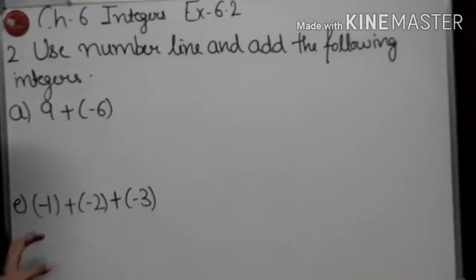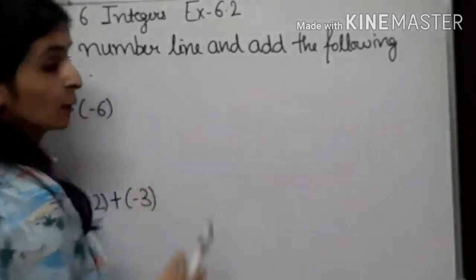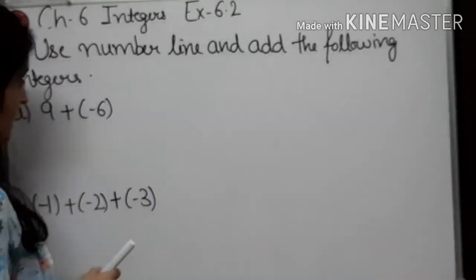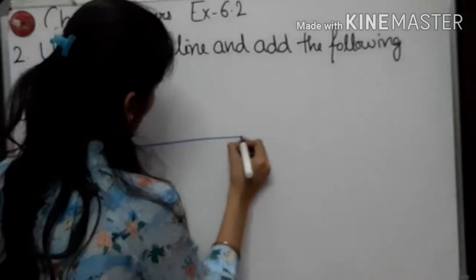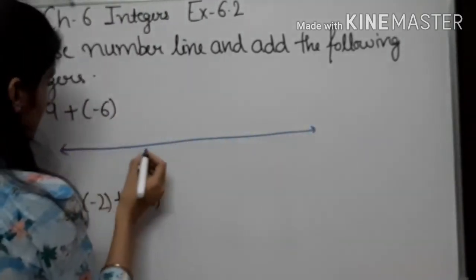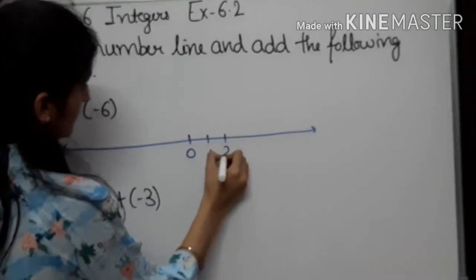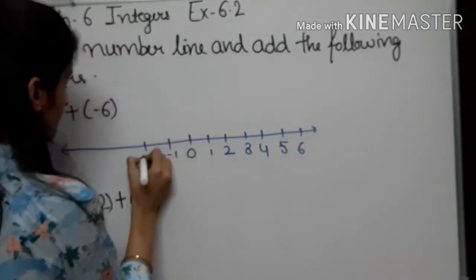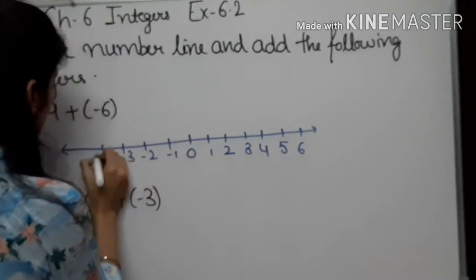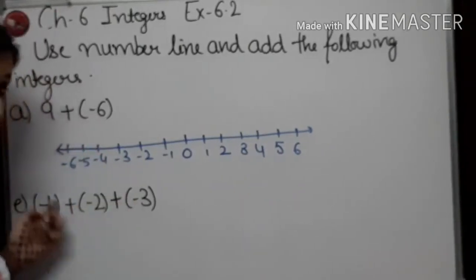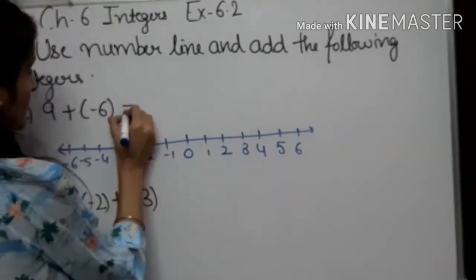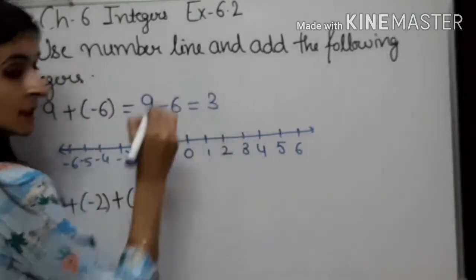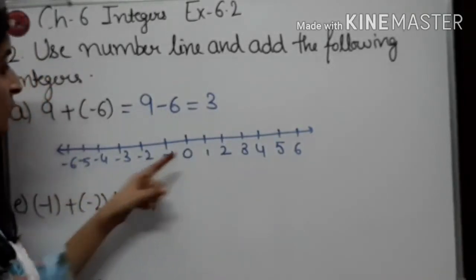The next question is: use the number line and add the following integers. Here we have been given the integers 9 and minus 6, and we have to use the number line to add these integers. Okay. 0, 1, 2, 3, 4, 5, 6, minus 1, minus 2, minus 3, minus 4, minus 5 and minus 6. So 9 plus minus 6 is equal to, plus minus is minus. So 9 minus 6 is 3. So we have to reach 3.